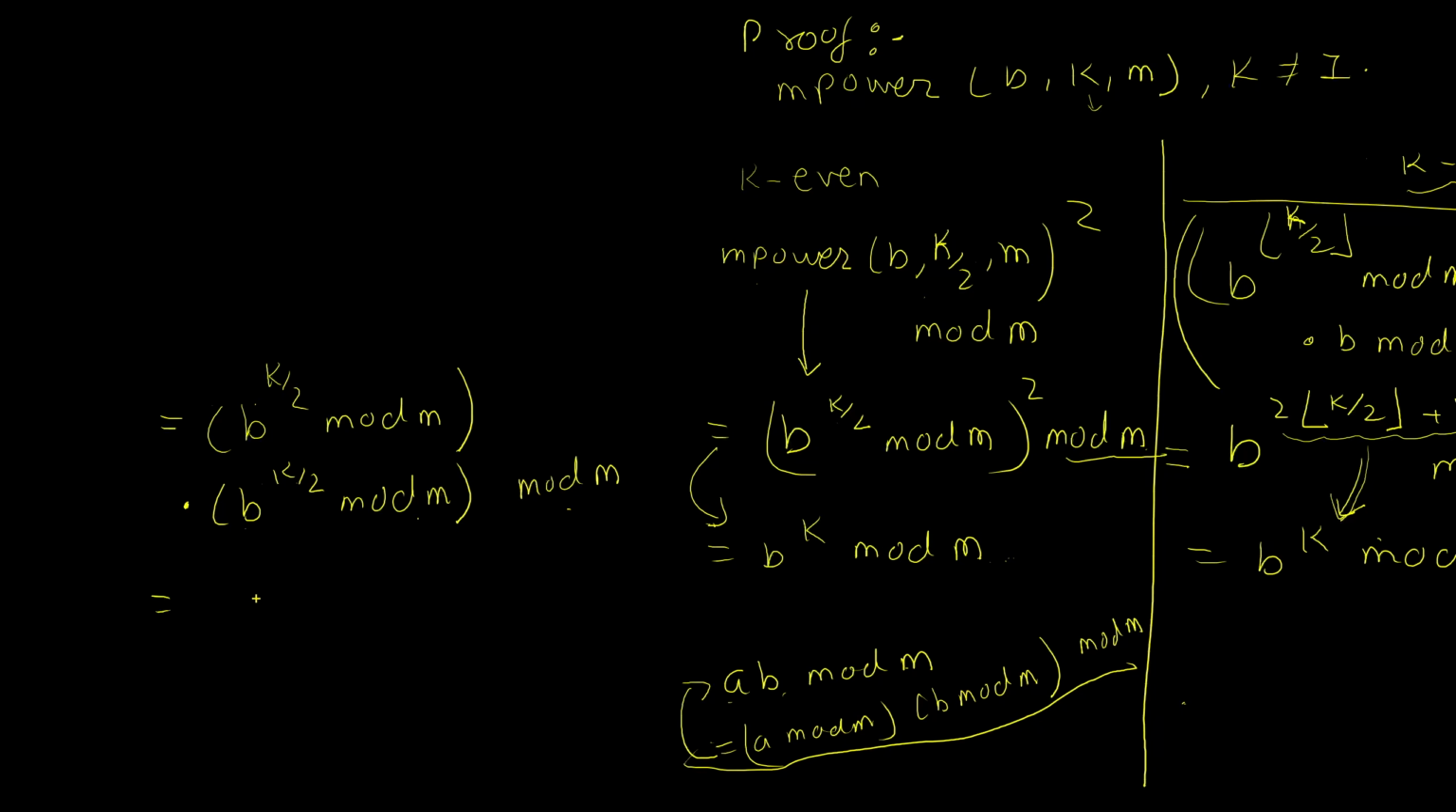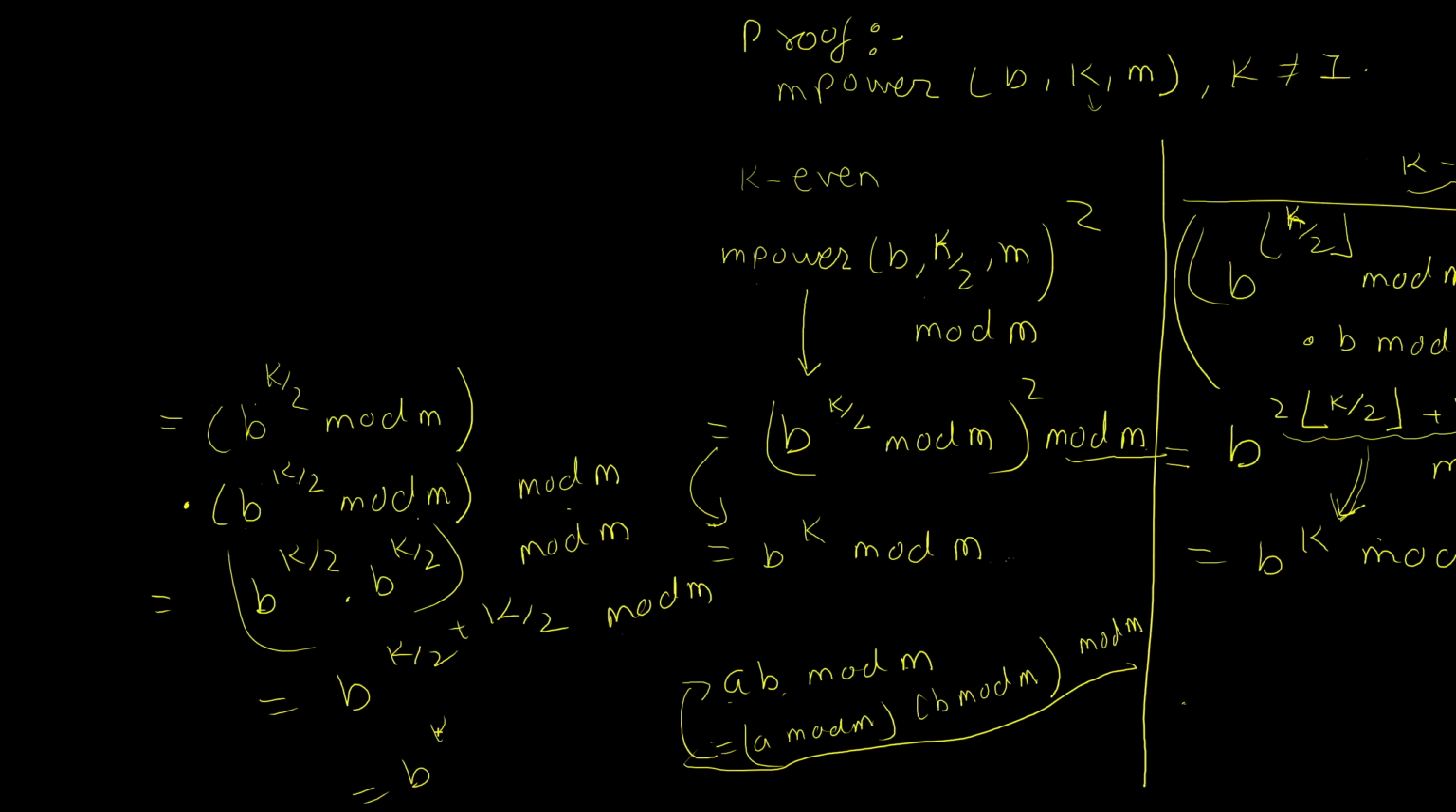So I know this will just be equal to b raised to the power k by 2 times b raised to the power k by 2, and the whole thing mod m. And you can now see this is just equal to b raised to the power k by 2 plus k by 2 mod m. And this will be b raised to the power k mod m. So from this to this, we are just using this law of moduli.